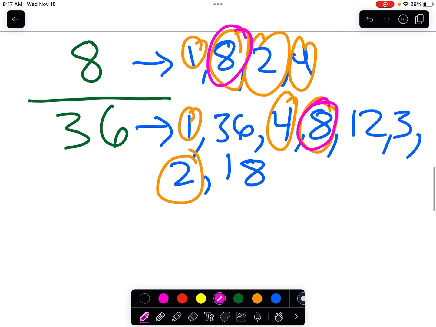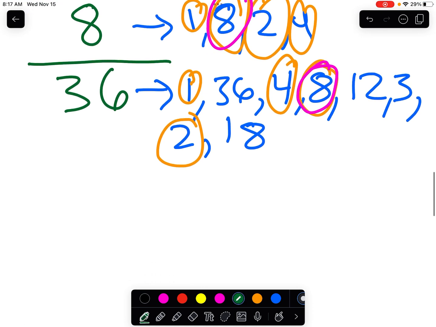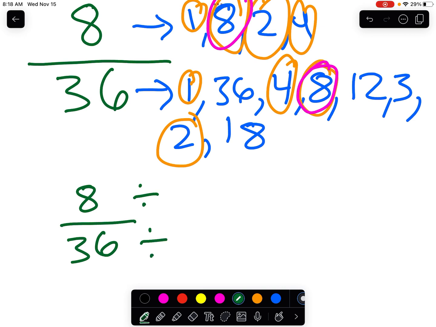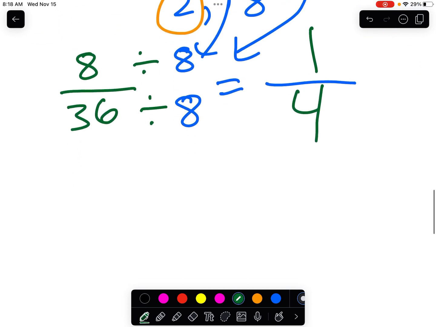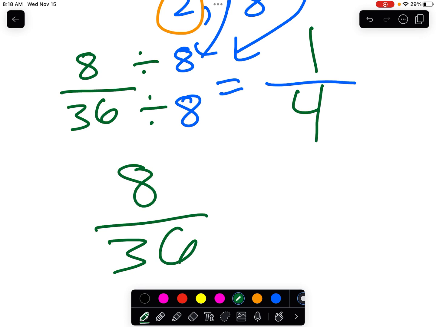So now we take 8/36 and divide the numerator and the denominator by 8. 8 divided by 8 is 1. 36 divided by 8 is 4. What do you know? 8/36 in simplified form is 1/4.